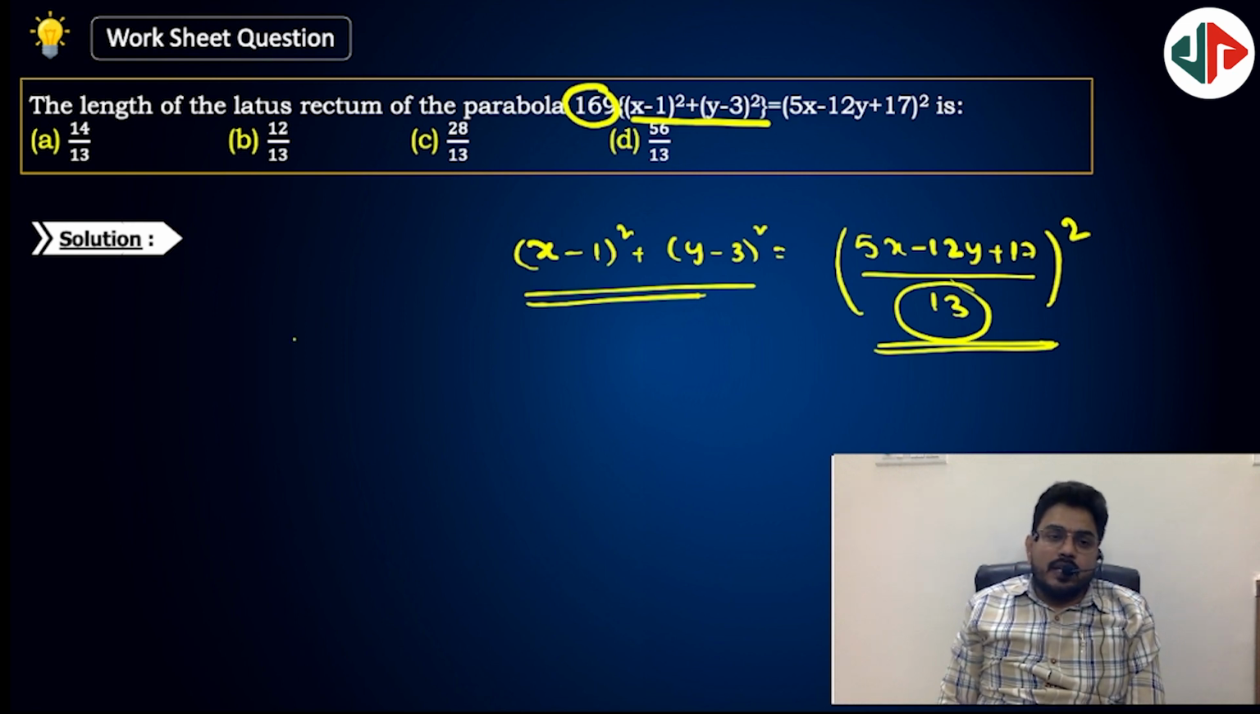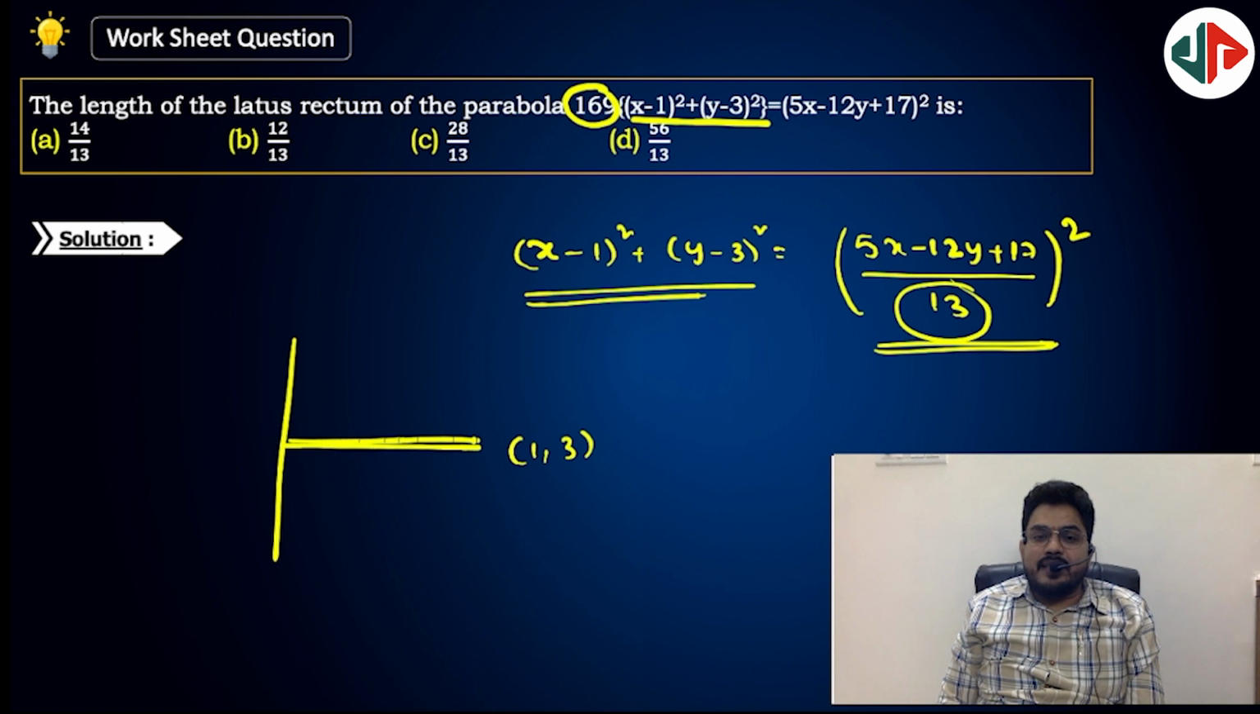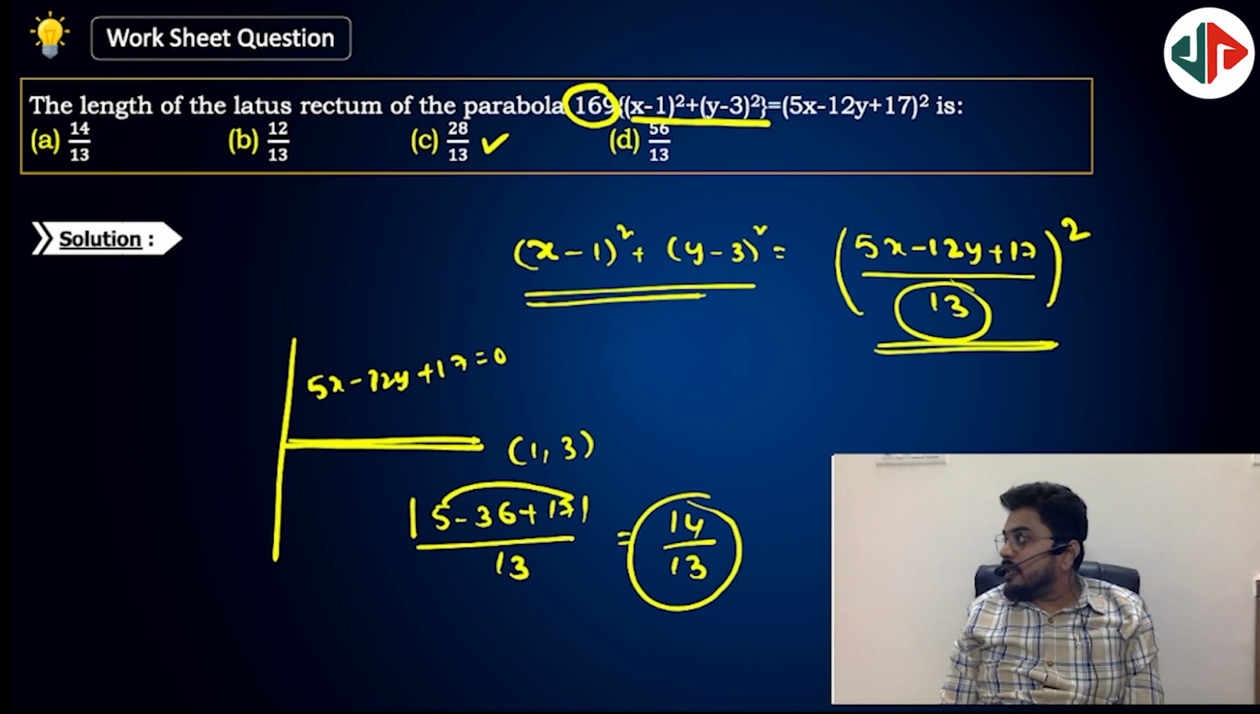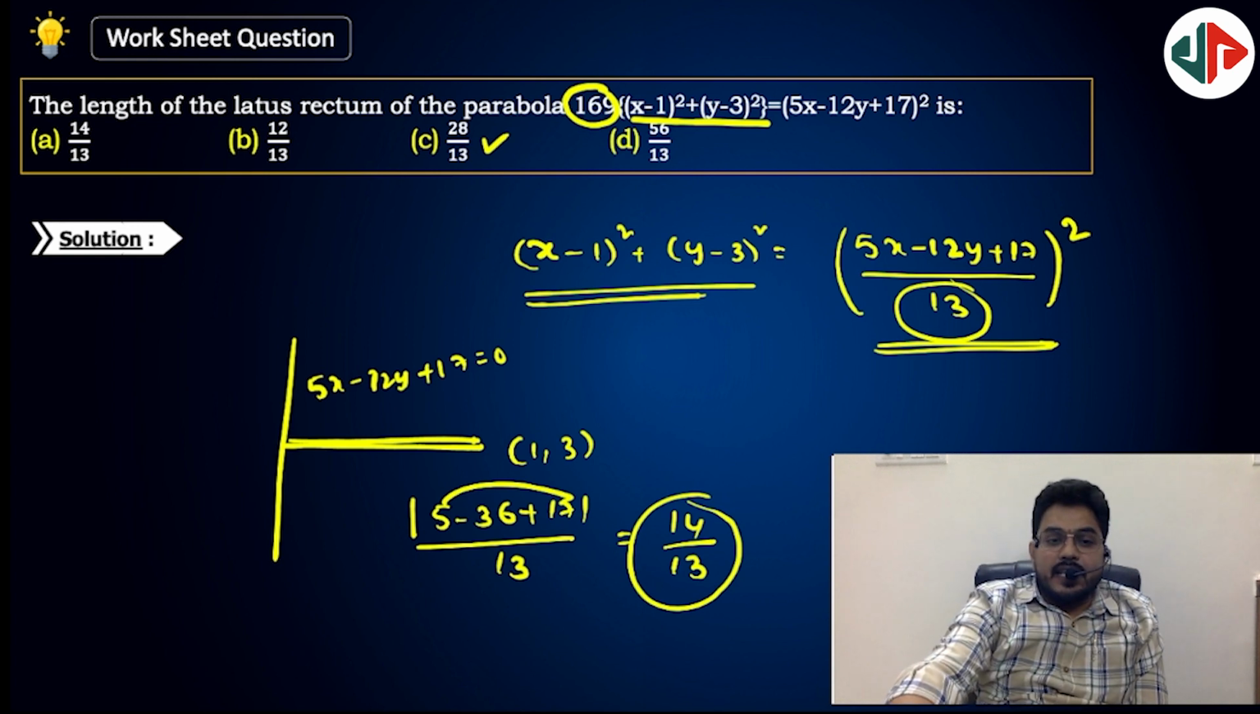So what is this? This is the directrix, and this point is (1, 3). From here to here is the semi-latus rectum. The directrix is 5x - 12y + 17 = 0. So the semi-latus rectum is the modulus of (5 - 36 + 17) / 13, which is 22 - 36 = -14, so 14/13 is the semi-latus rectum. So the total latus rectum is 28/13, which is the answer.